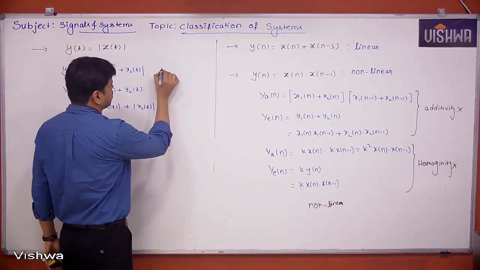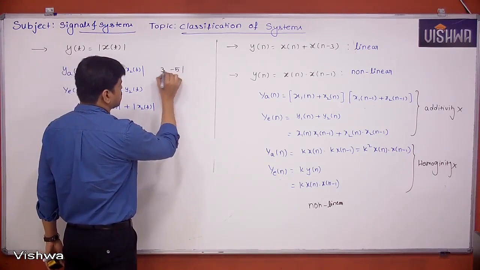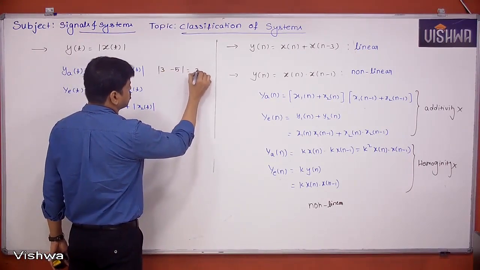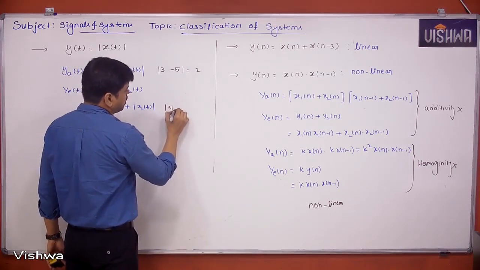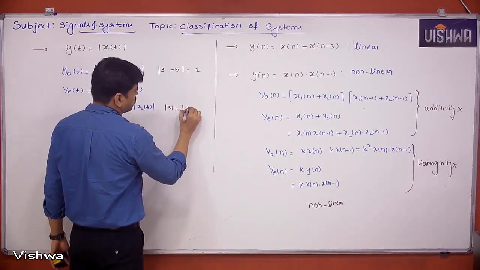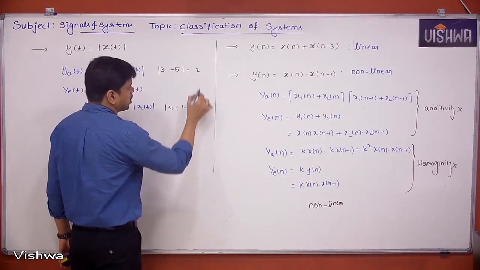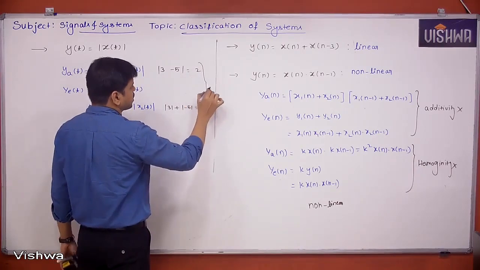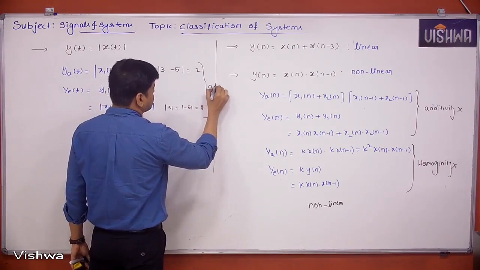Let's say 3 and minus 5. What is the total modulus? Mod of 3 plus minus 5 is nothing but 2. If I take mod 3 plus mod minus 5, that is nothing but 8. Both are not equal, so it is not satisfying the additivity principle. Additivity is not satisfied.